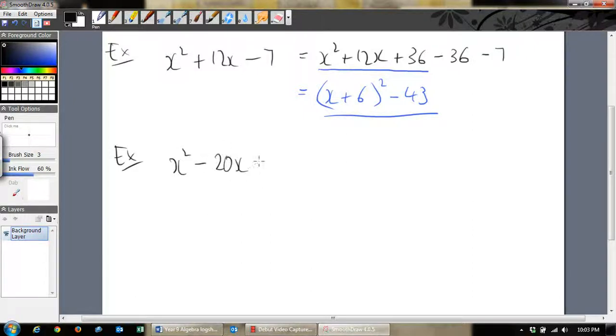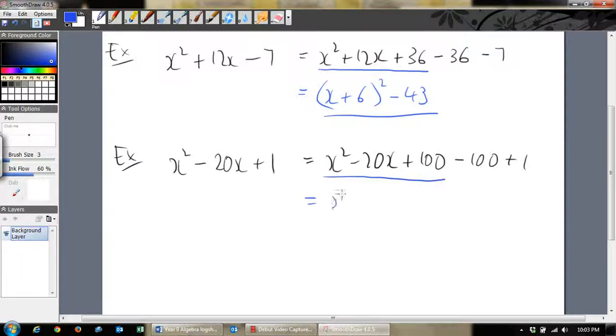X squared minus 20x plus 1. Let's do this one. So we've got x squared minus 20x. Minus 20 divided by 2 is minus 10. Minus 10 squared is positive 100. And we can't just add 100, we need to minus 100, plus 1. All this stuff here is our perfect square. That is equal to x minus 10, remember half of this, all squared, minus 100 plus 1, minus 99. And that is your answer there.